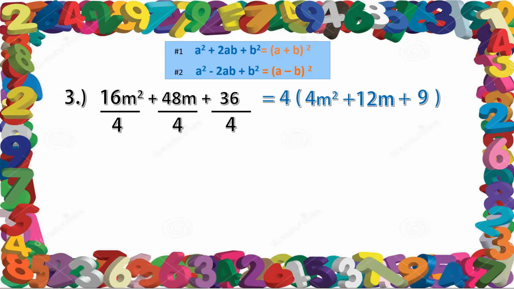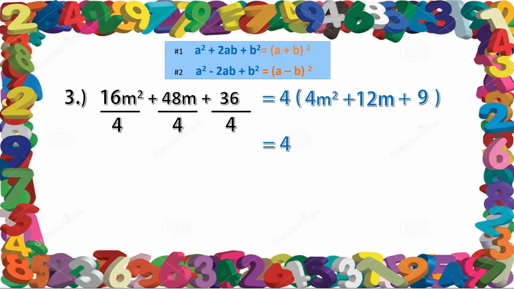Very good. Now we already factored the trinomial using GCMF. We got 4 quantity 4m squared plus 12m plus 9. Now our second factor is a PST or perfect square trinomial. So let's factor it again. Copy 4 for our first factor from the original expression.